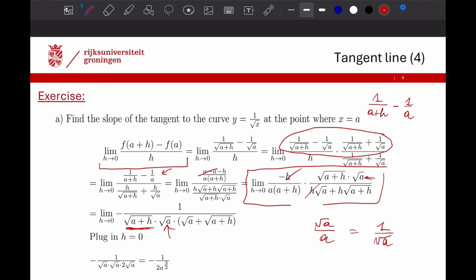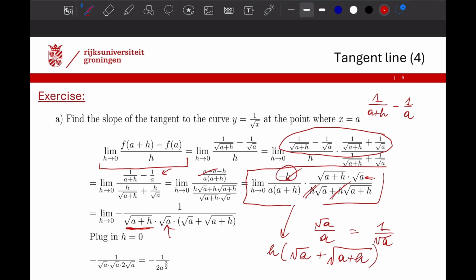This actually stays the same. Of course, this h gets cancelled with this h and this h as well. So the inner step will be here: you factor out the h. There we go.